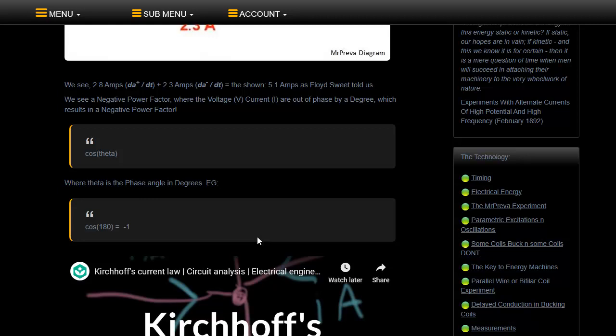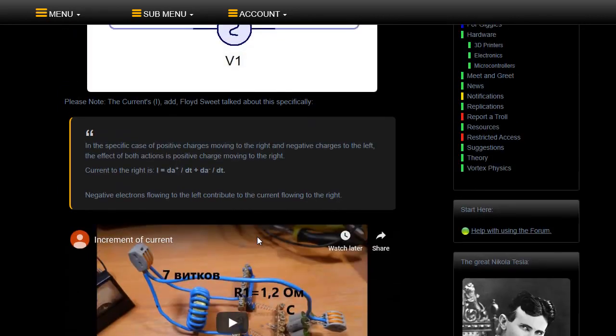First of all, Don Smith told us about this. Floyd Sweet told us about this. In the specific case of positive charges moving to the right and negative charges to the left, the effect of both actions is positive charge moving to the right. Current to the right is I equals dA positive over dt plus dA negative over dt. So he's defining a positive and a negative current.